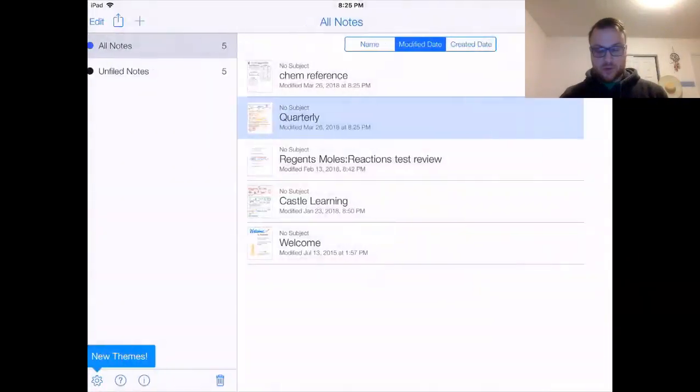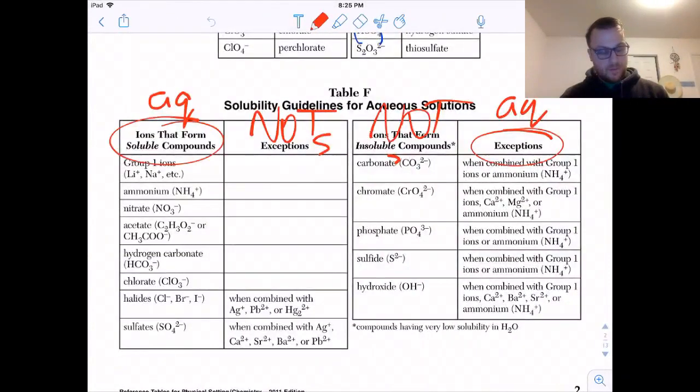Carbonate is insoluble always unless it's with group 1 or ammonium. Barium's in group 2. It's Ba. Cross that out. That is not soluble. Sulfides are not unless they are with group 1 or ammonium, which we just determined is not barium because it's in group 2. Cross out S.